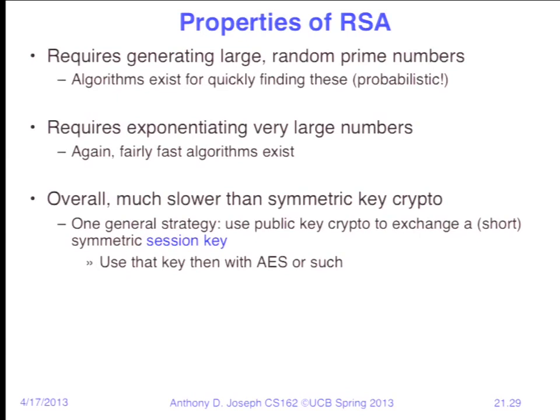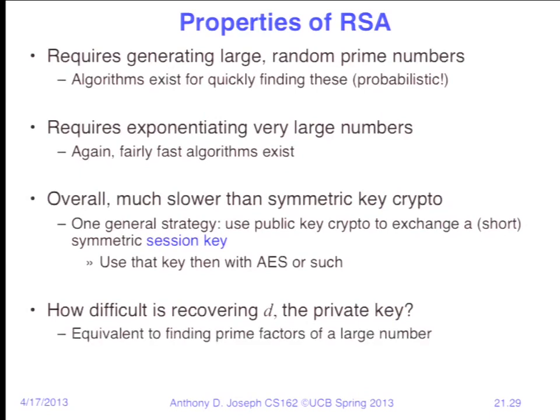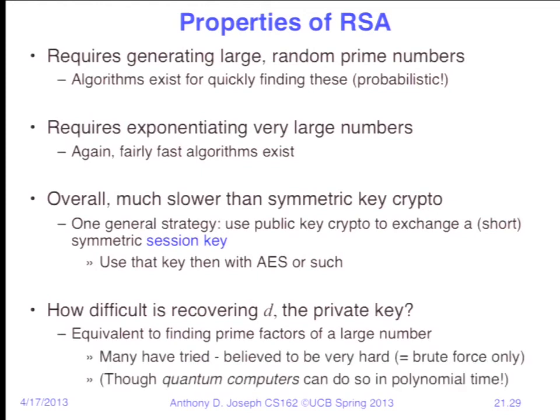You then exchange a session key, and then all the tweets and the pictures you're sending back and forth are encrypted using a symmetric key cipher instead, which could be AES or something like that. Now, given E, how difficult is it to recover D? The answer is it's equivalent to having to find the prime factors of a large number, which doesn't say a lot. Right? This is hard.